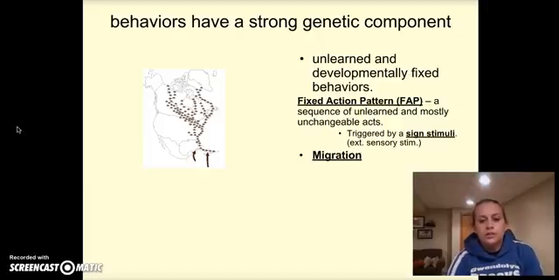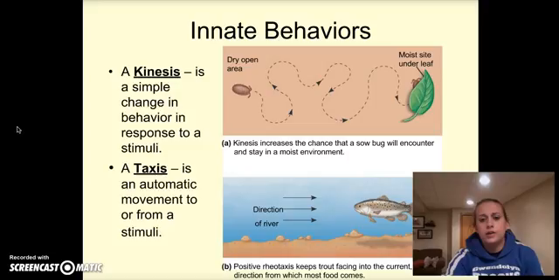So behaviors can have a strong genetic component. They're unlearned and developmentally fixed behaviors. We talk a lot about fixed action patterns, and this is a sequence of unlearned and mostly unchangeable acts that are triggered by a sign stimulus. And migration is a really good example of that. We also have innate behaviors.